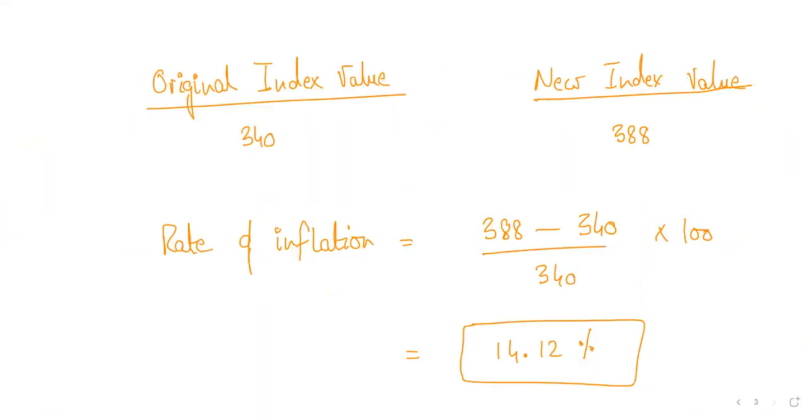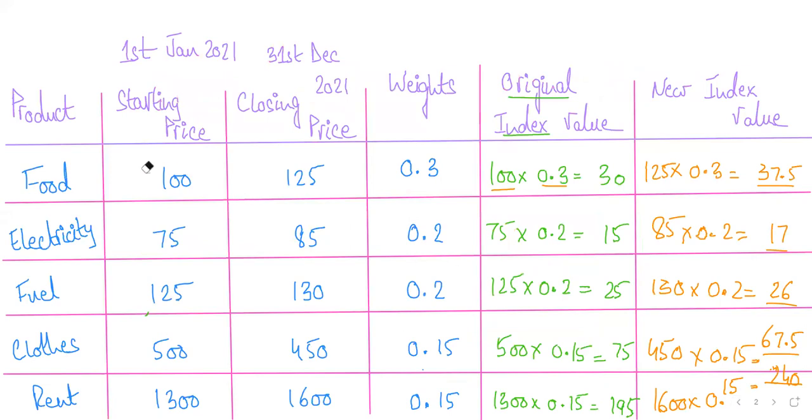14.12%. Now let's come back and see. Did the price of food items rise by 14%? Just answer it in yes or no. So if you calculate the percentage change in the food prices, is this equal to 14%? Just look at it carefully, right? You don't even need to do calculation for this. Did the price of food items increase by 14%? The answer is no.